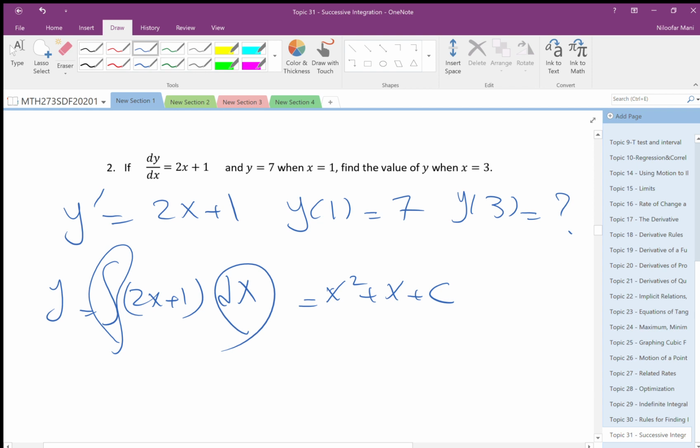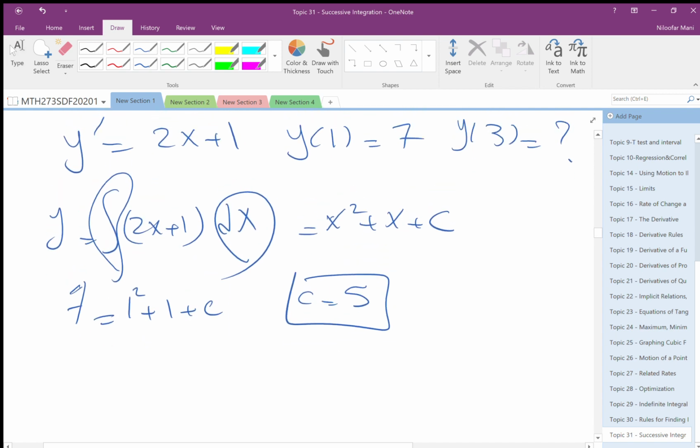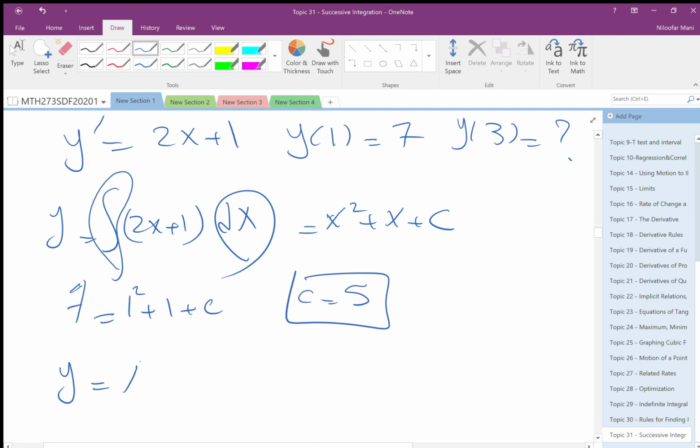Then I have 7 equals 1 squared plus 1 plus c. c is 5. Now I can substitute there. So I have y equals x squared plus x plus 5. And then I want to find y at 3. So y at 3 is 9, because it's 3 squared, plus 3, which is 12, plus 5, which is 17. This is what I'm looking for.